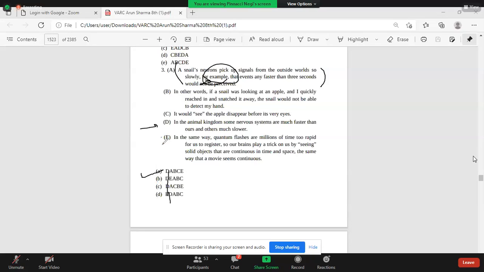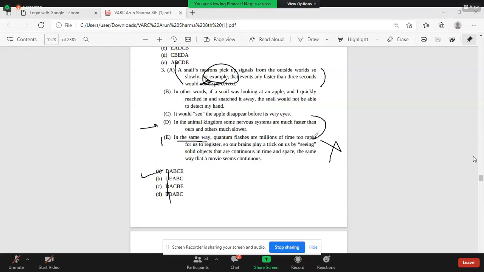And E cannot be your opening sentence because it says "in the same way". So this can't be the opening sentence. Okay. So that means clearly this answer option D is your opening sentence. We're talking about a general statement, nervous system.